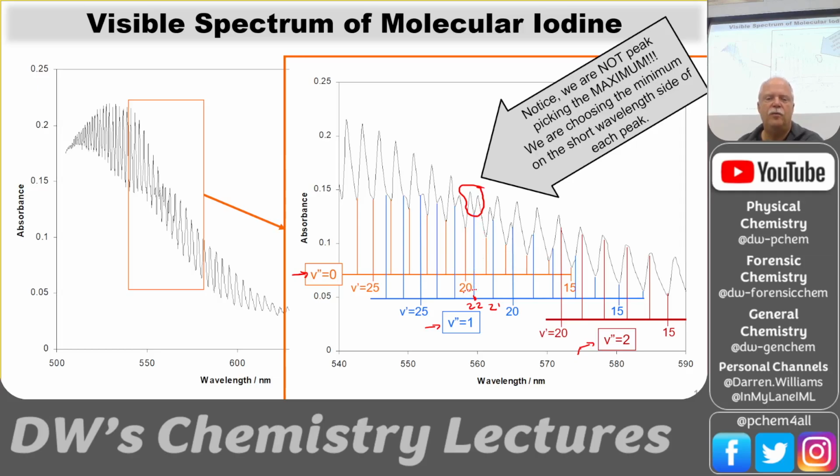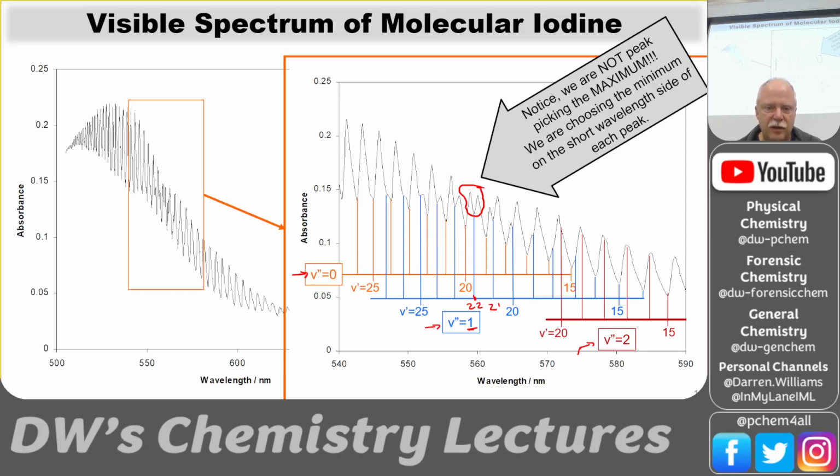Okay, so I would go and I would peak pick this. I would put that frequency in my table, and then in the V double prime column, I would write 1, and in the V prime column, I'd write 22. And then I would go to the next peak and pick the next one.